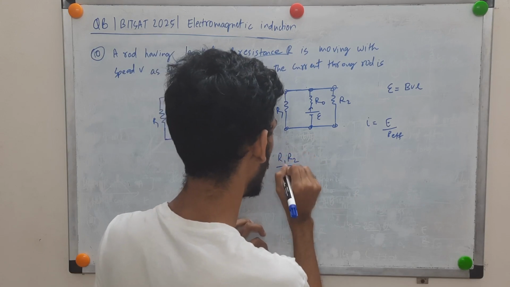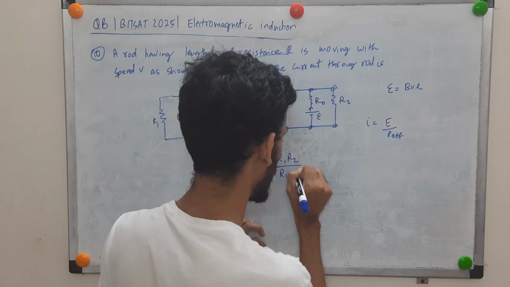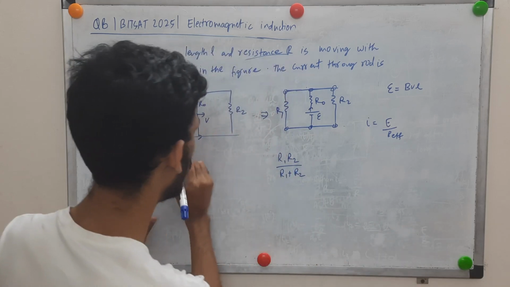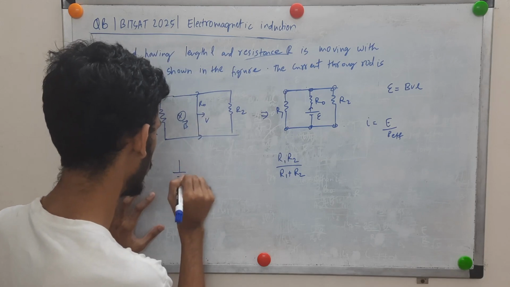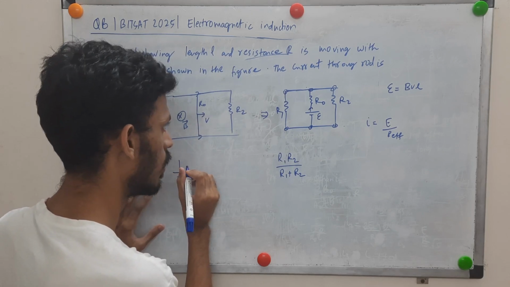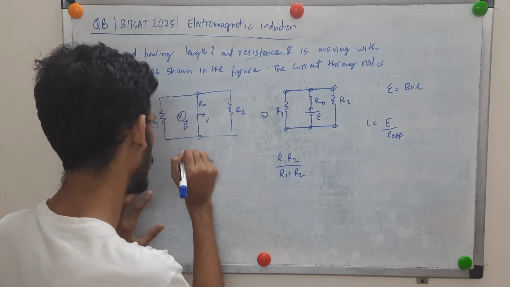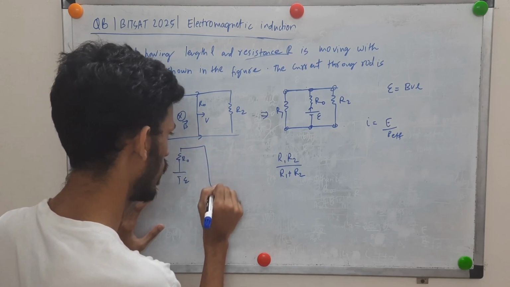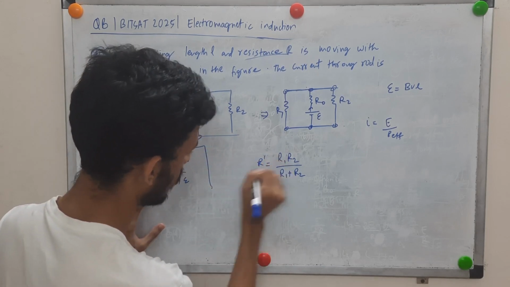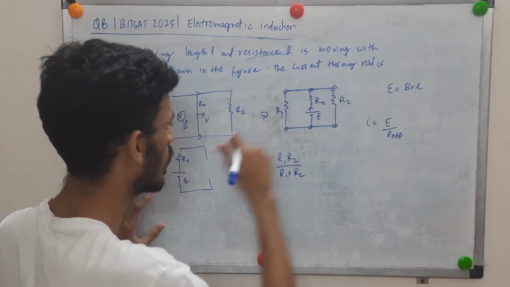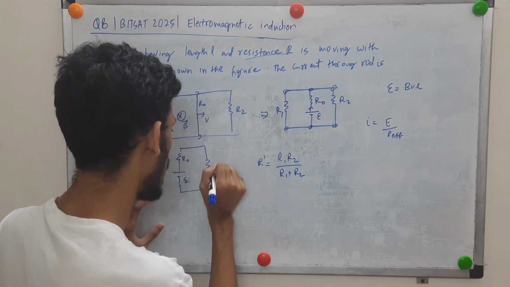So their equivalent will be R1 R2 upon R1 plus R2, product upon sum. And now the circuit becomes very simple. Here we'll have epsilon or E. So this is R naught and this I'll call R dash. So this is that R dash. These two in parallel we have solved.